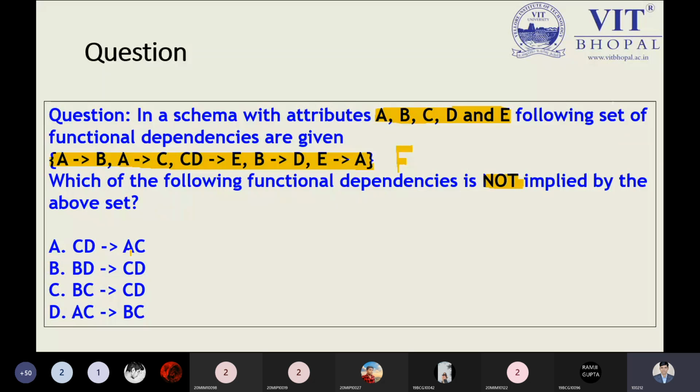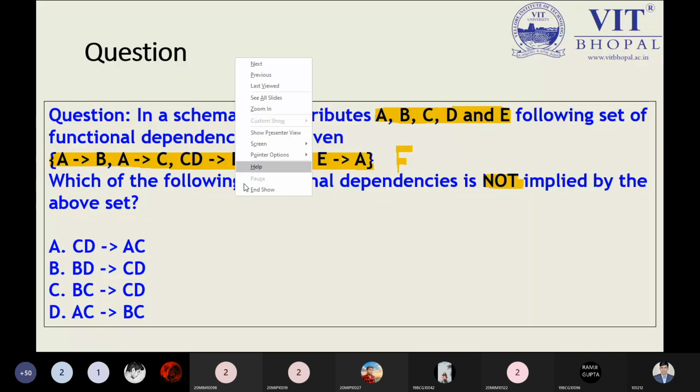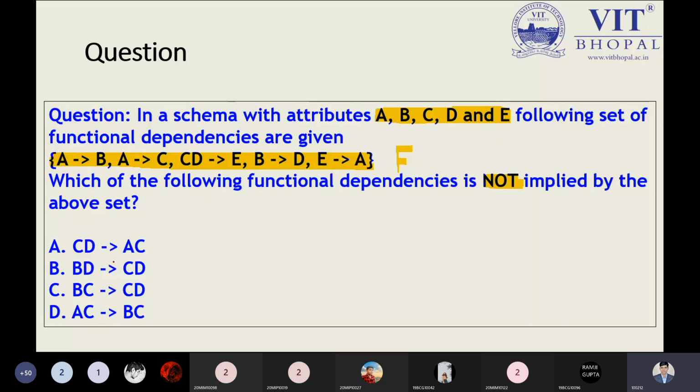So what will you do? You will use each and everything properly. First, CD determinant to AC: you have to check whether it is true or not. I'm explaining only one, then you have to check the other parts. CD determinant to AC. You may ask, sir, how can we check? Yes, of course, you can check. How are we getting CD determinant to AC?